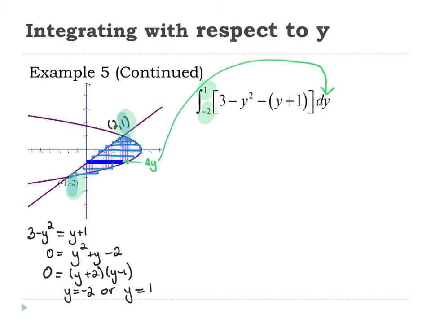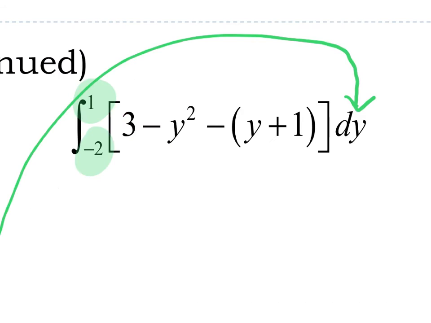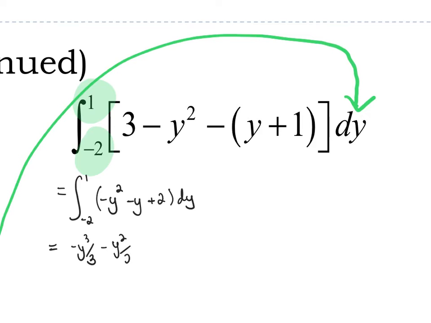Okay, at this point, we could, if we want to, go ahead and simplify the integrand. So our integrand is -y squared subtract y plus 2. We're integrating with respect to y. Other than setting this up, nothing's really different when we integrate with respect to y. We're just finding an antiderivative, just with the y variable instead.